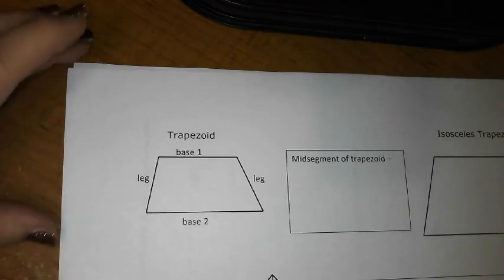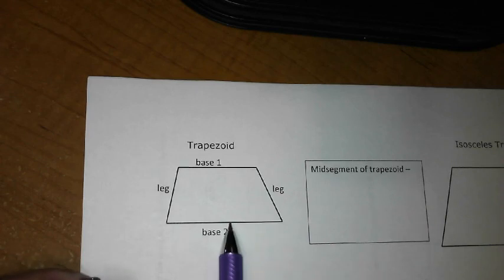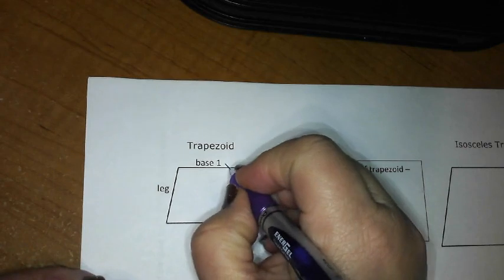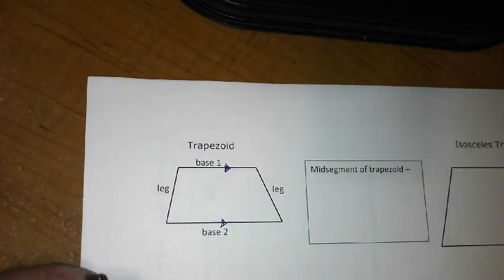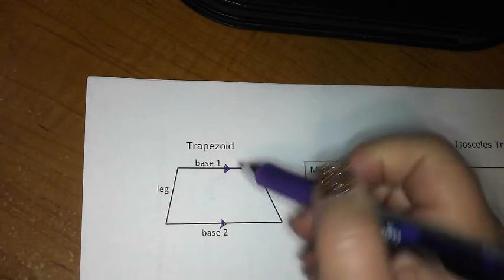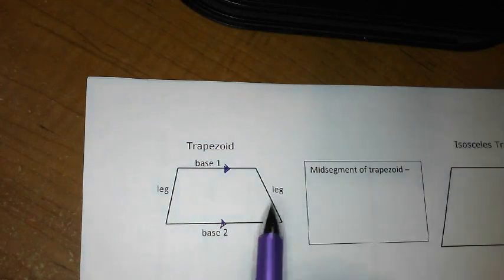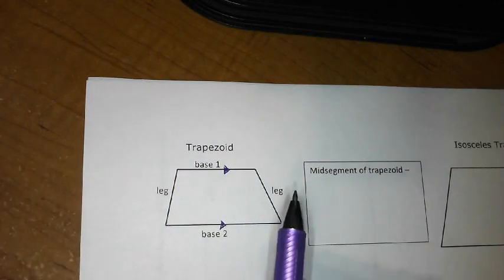Today we're going to talk about trapezoids. The first thing you need to know about a trapezoid is that the definition of a trapezoid is a quadrilateral with one pair of parallel sides. So just one pair of sides is parallel and the other two sides are not. The parallel sides are called the bases. So we have base 1 and base 2, and the other two sides are called the legs.